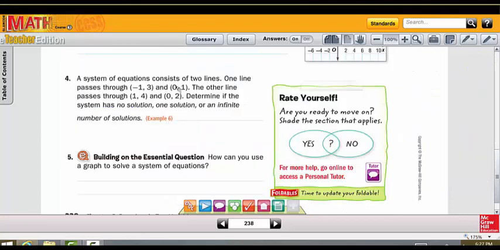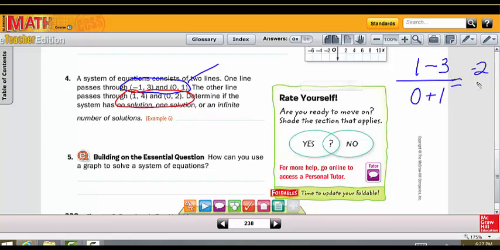Problem number 4. A system of equations consists of two lines. One line passes through these 2 points, and the other line passes through these 2 points. Let's find the slope of the blue points first. So we have y2, which is 1, minus y1, which is 3. That's the change in y over the change in x, which is 0, x2 minus x1. So minus a negative 1 would be like adding 1. So we do the math. We have negative 2 over 1. So the slope of the blue line is negative 2.